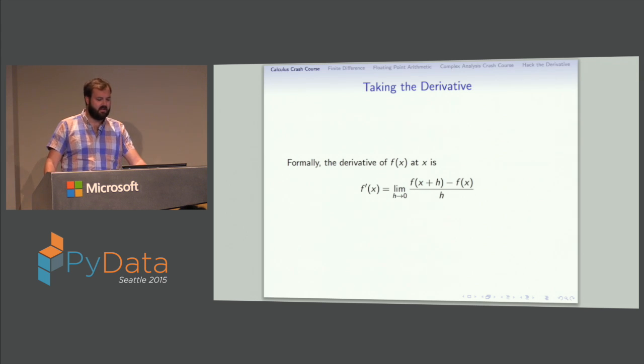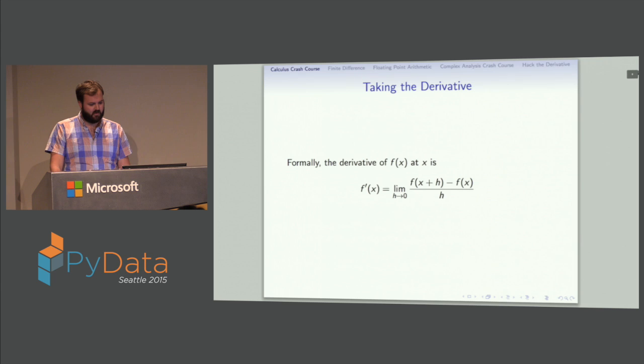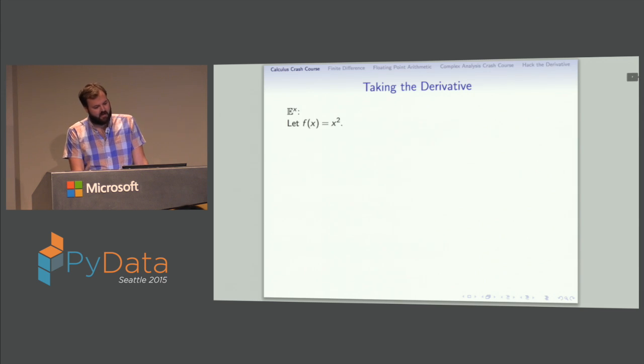A little more formally, the derivative is the limit as h goes to 0 of f(x + h) minus f(x), over h. Essentially, we're taking two points from the function, drawing a line between them, and looking at that slope, and then we're taking the limit as those points basically become the same point. This limit needs to exist from both sides in order for the derivative to exist. For example, we're going to look at x squared. We're going to use x squared quite a bit through this presentation.